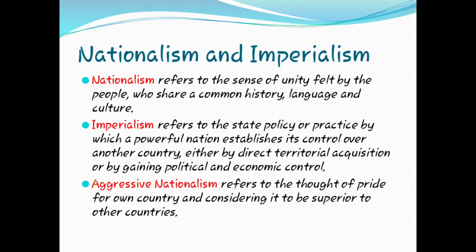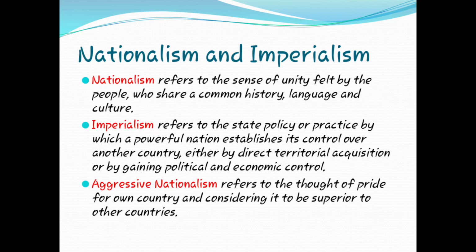Imperialism, we have already learned, refers to that particular situation or state policy or practice by which a powerful nation establishes, or we can say dominates, its control over smaller countries or another country, either by direct territorial acquisition or by gaining political and economic control. So, therefore, these were the causes. This was the first cause, which had given an opportunity, or which had brought in this First World War.